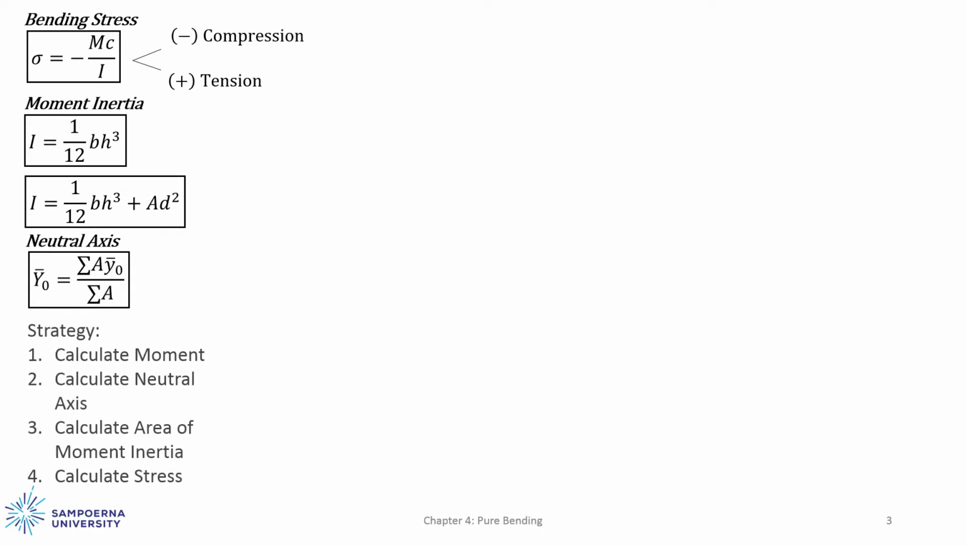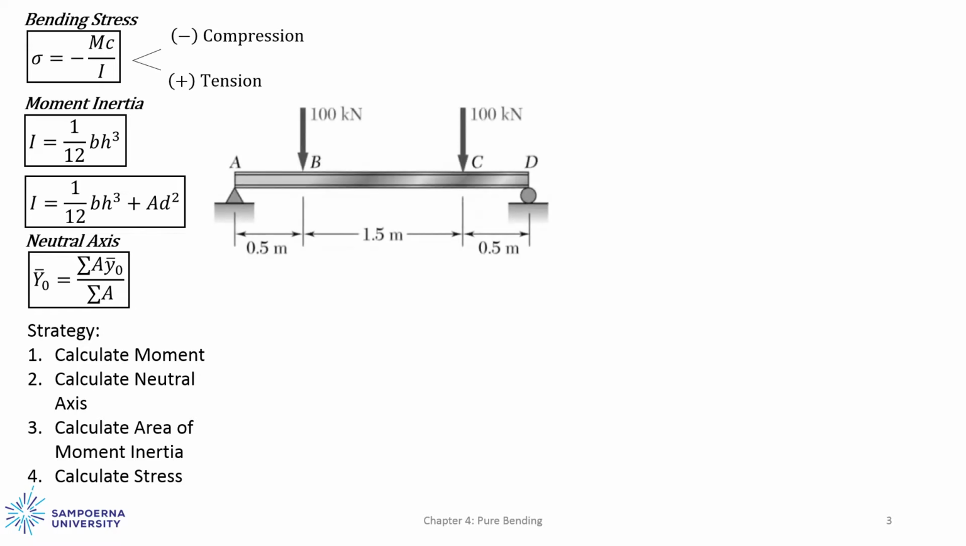Here's the strategy. First, we need to calculate the moment M acting on the beam. Then, we need to locate the neutral axis. From that, we can calculate the moment of inertia. After we know all of those variables, we can calculate the stress. Now, let's take a look at the beam.